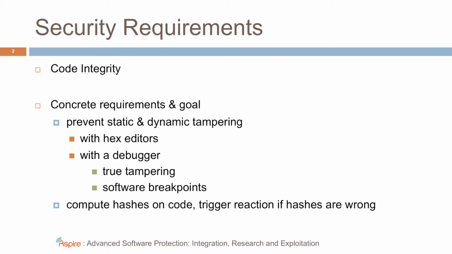The way we want to do it is to compute hashes on code and then trigger a reaction if the hashes are wrong, meaning that someone has changed the code that we hashed. Now it's important in this context that the reaction is delayed to some extent. For example, we do not want a program to halt immediately after a hash has been computed and found to be incorrect. Because if we immediately halt the execution, this gives way too much information to an attacker that maybe will want to undo the protection. So this is what we want to achieve. How do we do that?